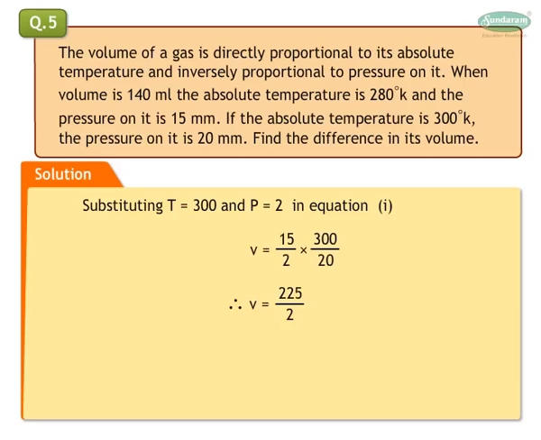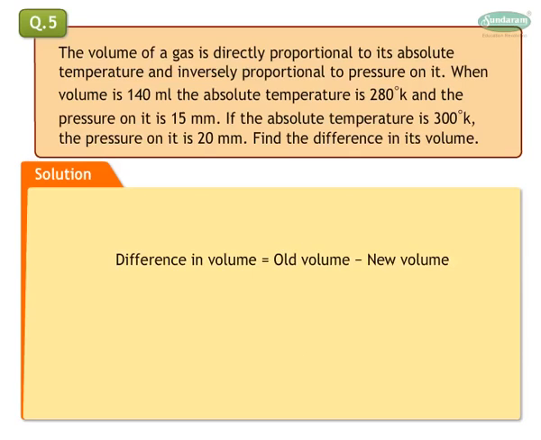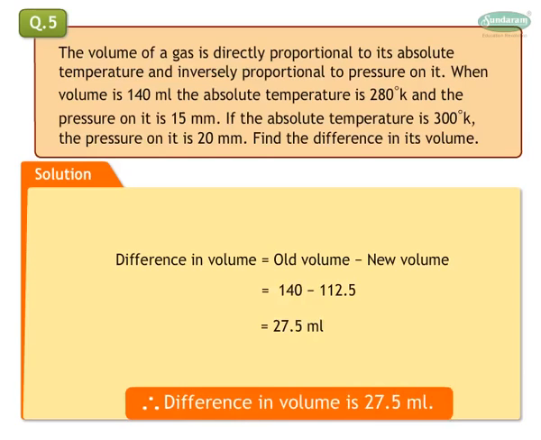V is equal to 225 upon 2. V is equal to 112.5. Therefore, new volume is equal to 112.5 milliliters. Difference in volume is equal to old volume minus new volume, which is equal to 140 minus 112.5, which is equal to 27.5 milliliters. Therefore, difference in volume is 27.5 milliliters.